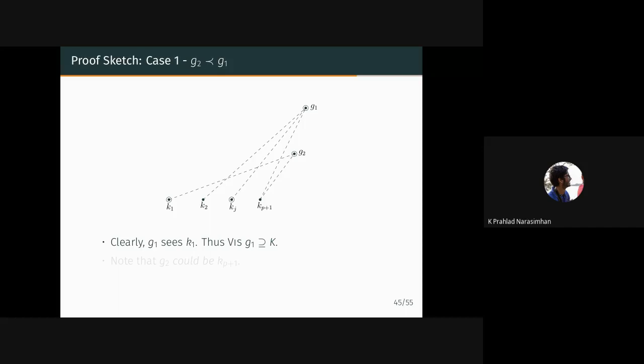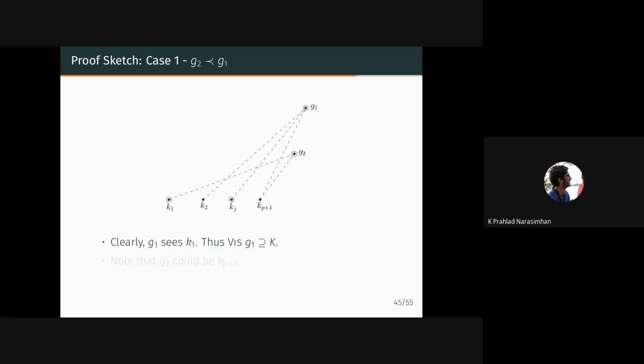Because consider applying the order claim on the four circle vertices K1, Kj, G2 and G1. If I do that, then know that A sees C and B sees D. Therefore, A will see D. That is what the order claim told us. Therefore, G1, which already looked at all of K dash, will also look at K1. Therefore, the visibility region of G1 is K.